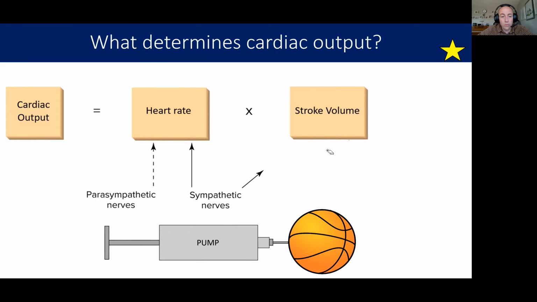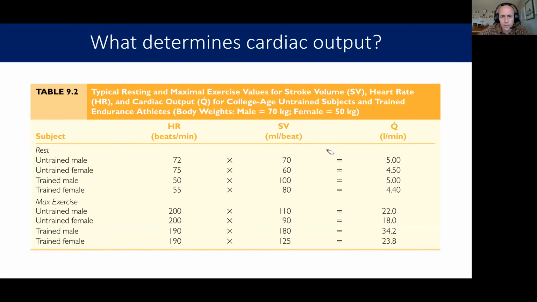So heart rate is most strongly influenced by sympathetic activity and parasympathetic activity. Sympathetic activity will also influence stroke volume. But let's look at heart rate for right now. Resting heart rate for an average college age person is somewhere between 50 and 70 beats per minute. And the more fit you are, the more likely it is that you have a lower heart rate. But look at the cardiac output. Look at an untrained male versus a trained male. Same cardiac output.